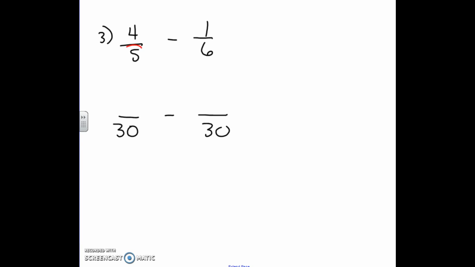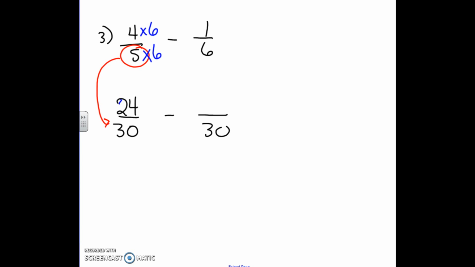So here's where I'm going to take that 5 and say, what do I multiply times 5 to change that into 30? I'm going to get 6. 5 times 6 is 30. If you multiply the denominator by 6, you have to multiply the numerator by 6. 4 times 6 is 24.